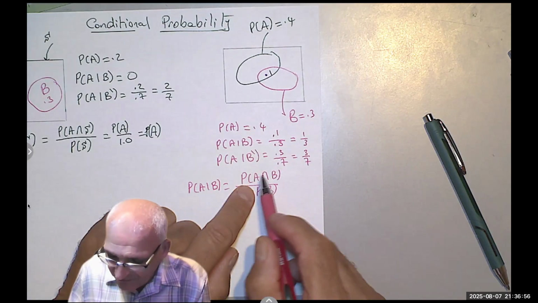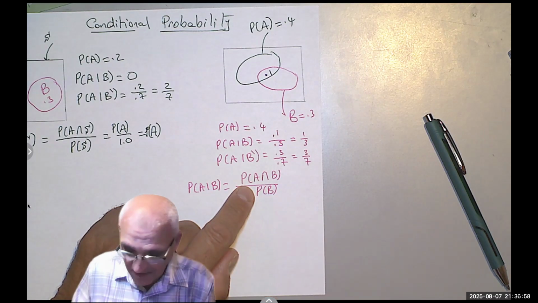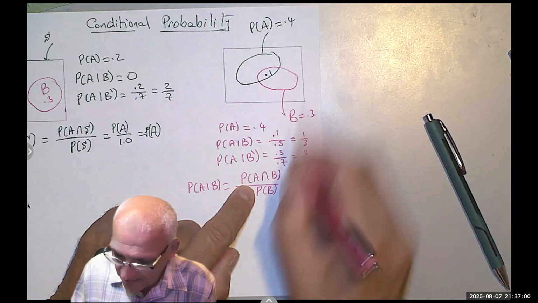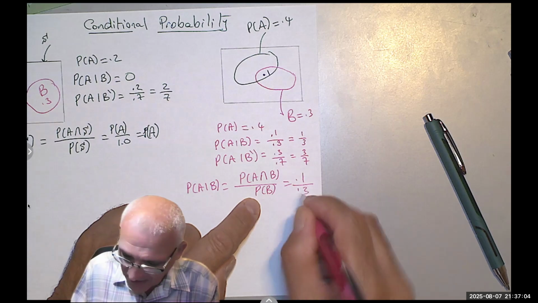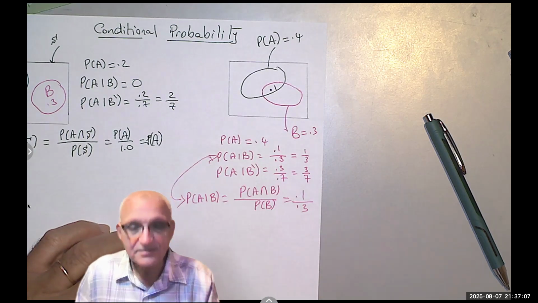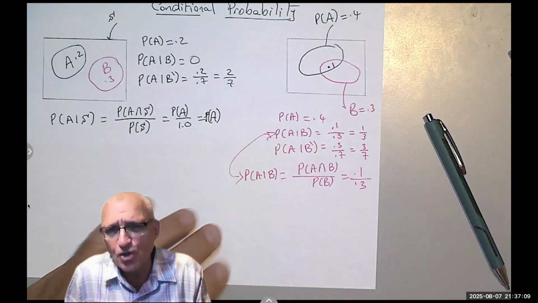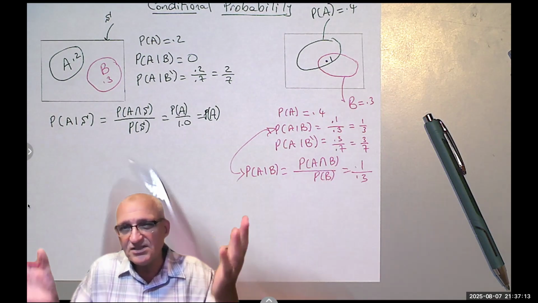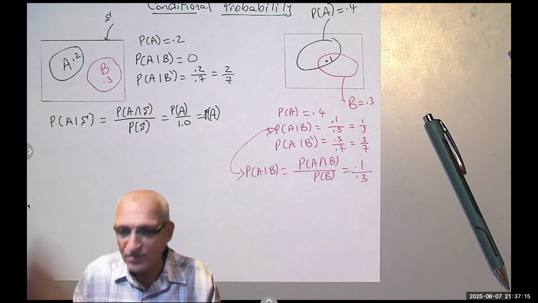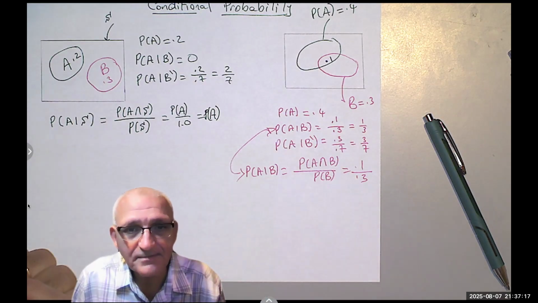What is the probability of A and B? A and B is 0.1. And what's the probability of B? The probability of B is 0.3. So you get the same answer. So you don't need to draw the Venn diagram. If you know these probabilities, just use that.